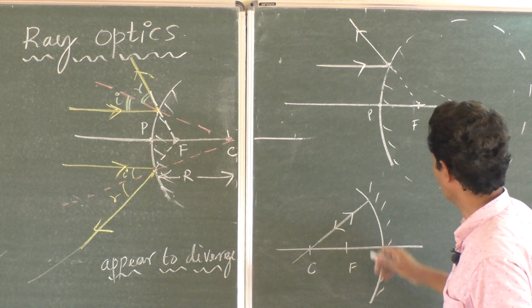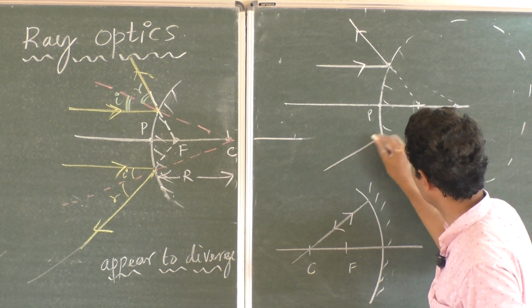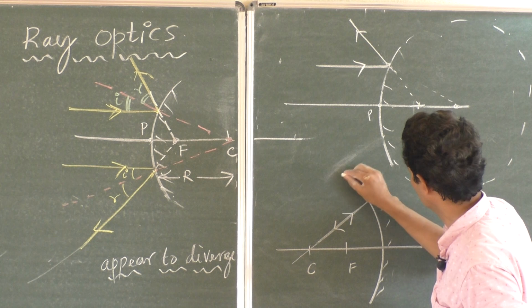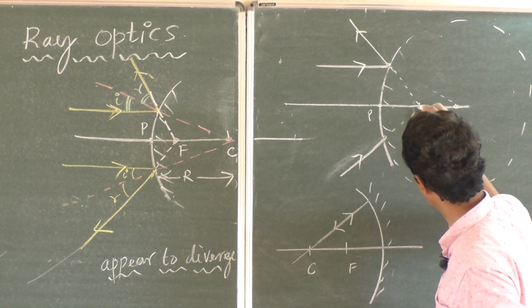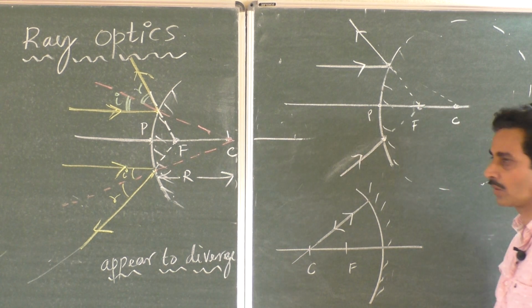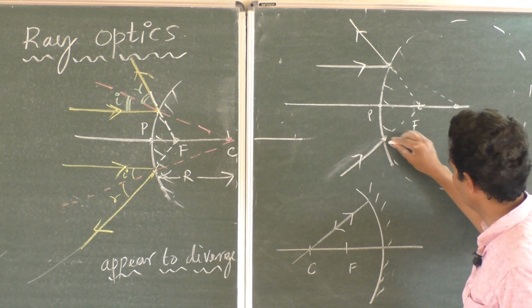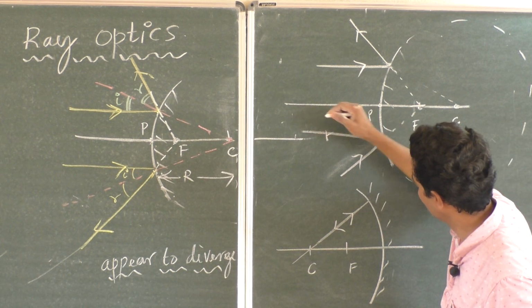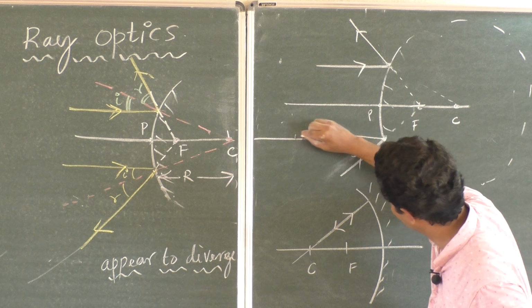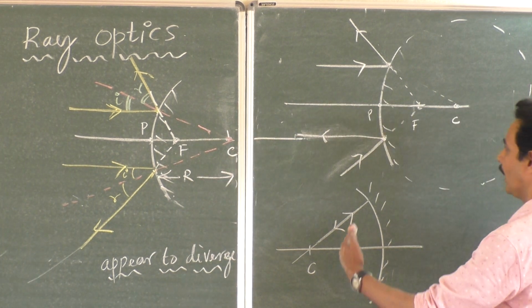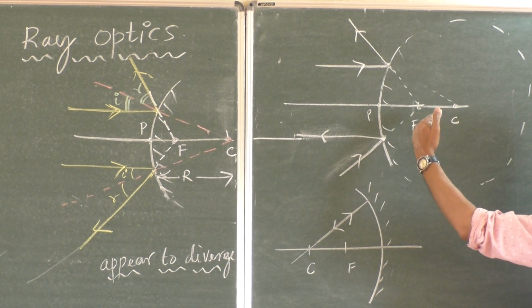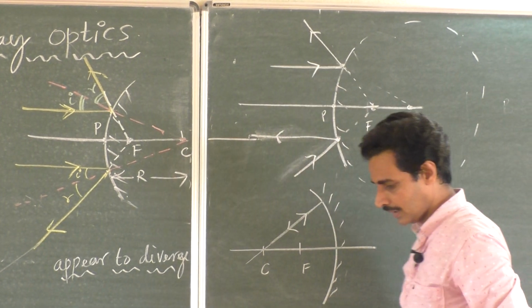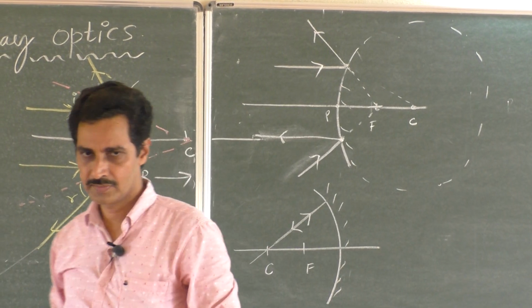Now, if I take a ray of light along the focus like this, if I incident a ray along the focus onto the convex mirror, what happens to it? Definitely it moves parallel to the principal axis like this. So any ray moving towards the focus, after reflection, emerges parallel. It's a reversible case.